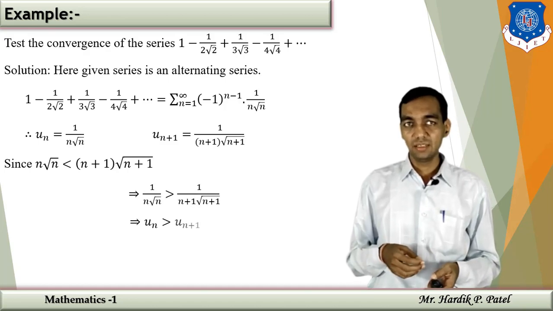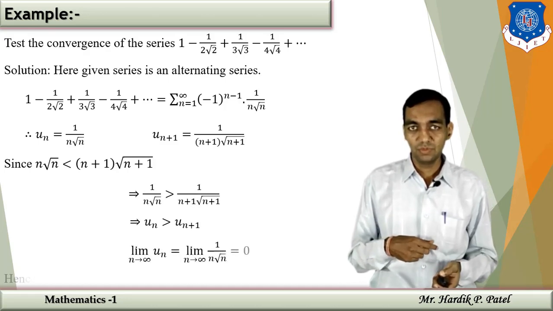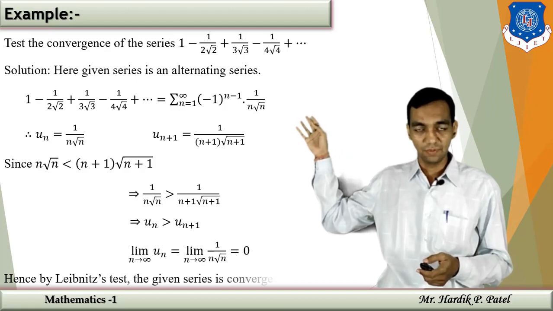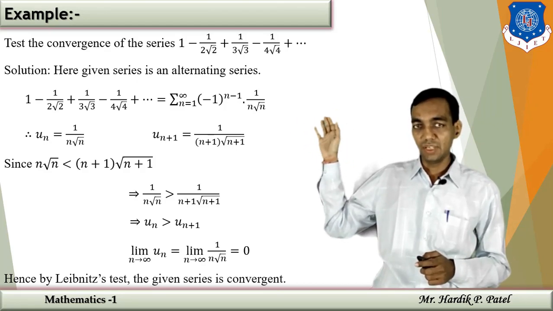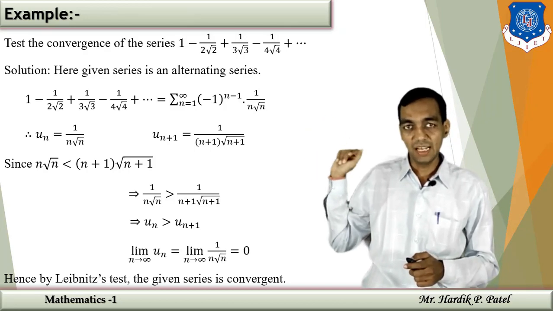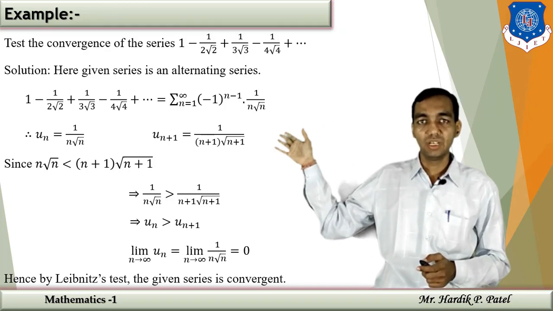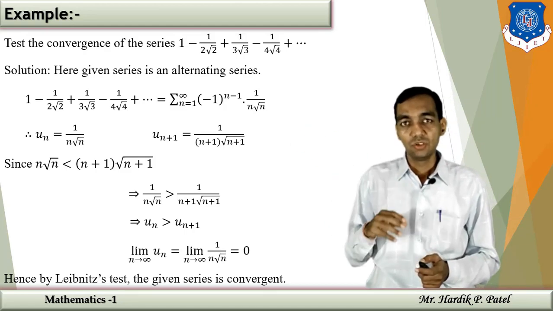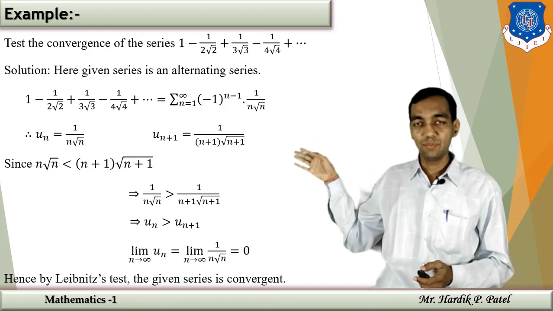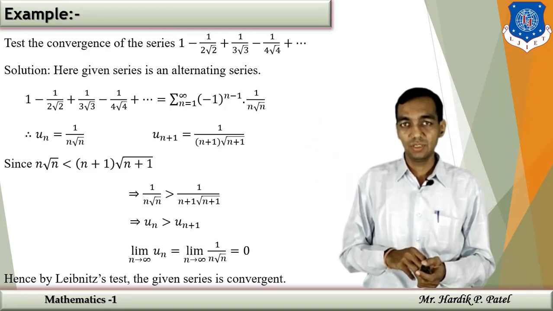Here, if you are writing it in sigma form, then you have minus 1 raised to n minus 1 into 1 upon n root n. So if we are writing un without sign, then un will be 1 upon n into root n. So un plus 1 will be 1 upon n plus 1 into root of n plus 1.